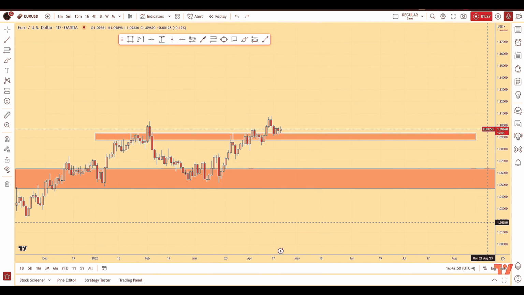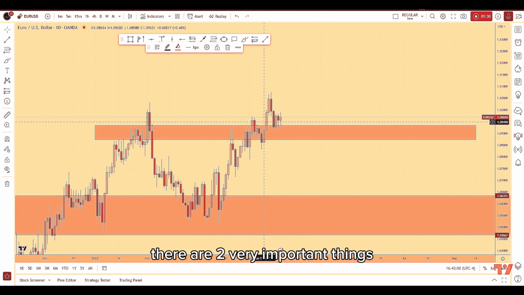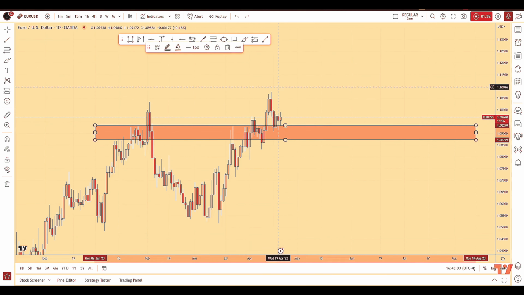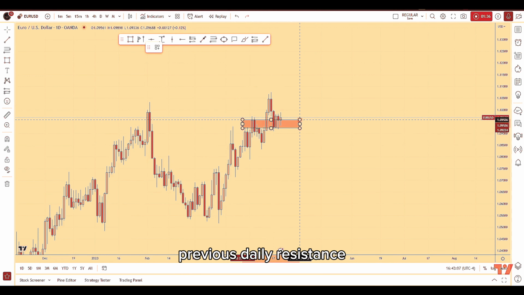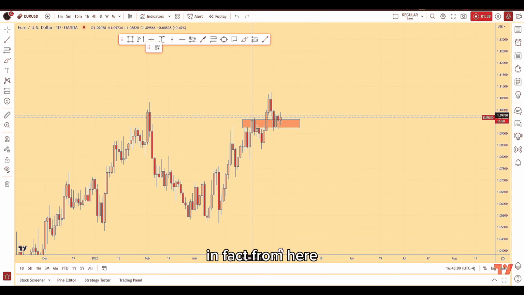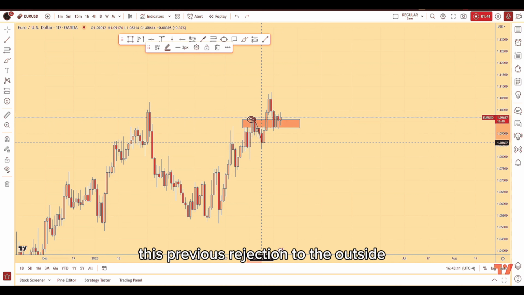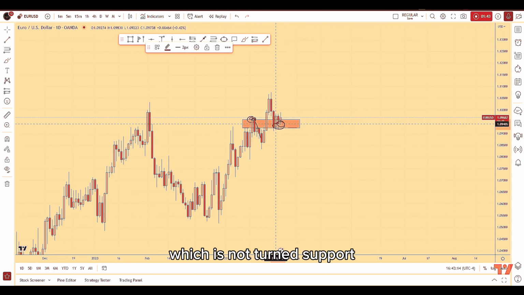Going down on the daily, we can see how from a daily perspective, there are two very important things that we have to keep in mind. The first one is that the market at the moment is testing exactly the previous daily resistance, which is turned support. In fact, from here, this previous rejection to the downside was created, which is now turned support.